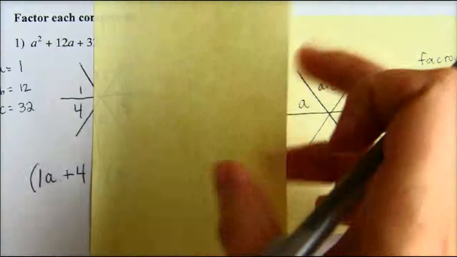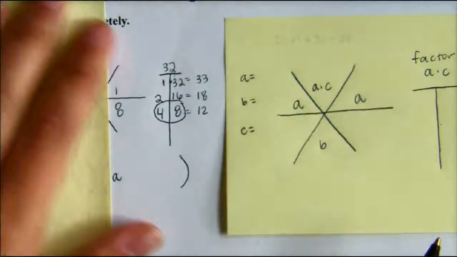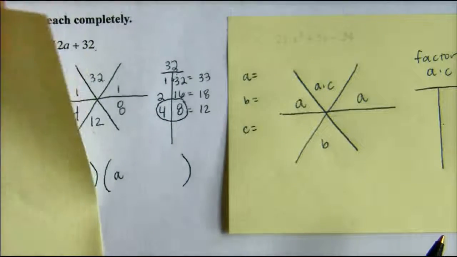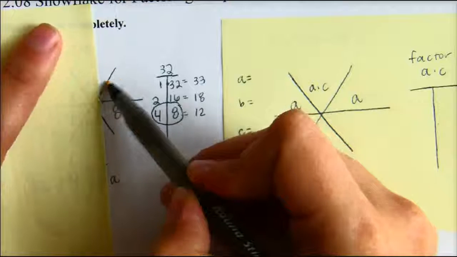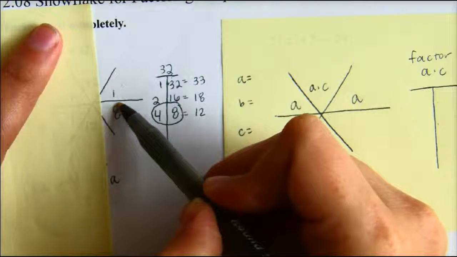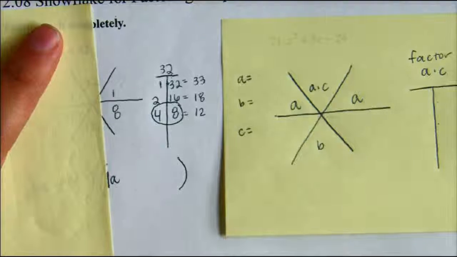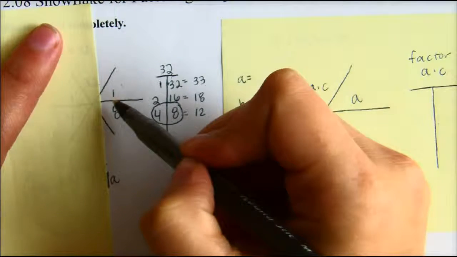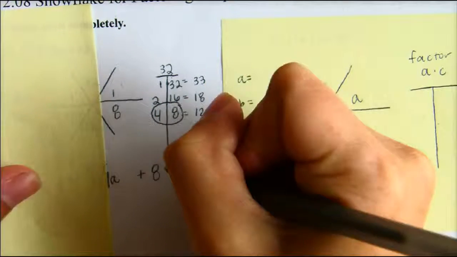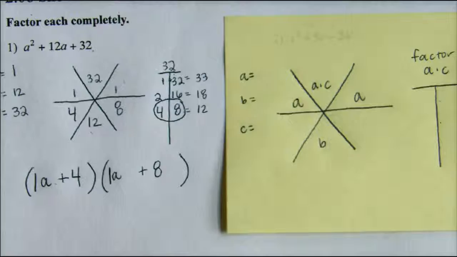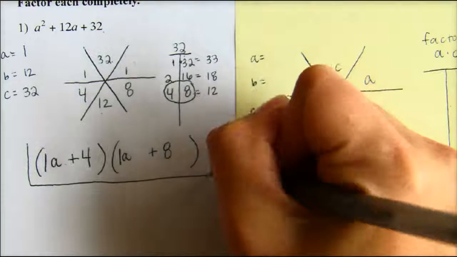Let's look at my other set. So I'm going to go ahead and cover up the other half. So over on this side, I've got a 1 and 8. That 1, just like it did on the other side, the number in this position goes in front of a. So I'm going to put a 1 here. And this 8, since it's positive, I'm going to put a plus 8 here in the end. And once I've done that, those will be my 2 factors.